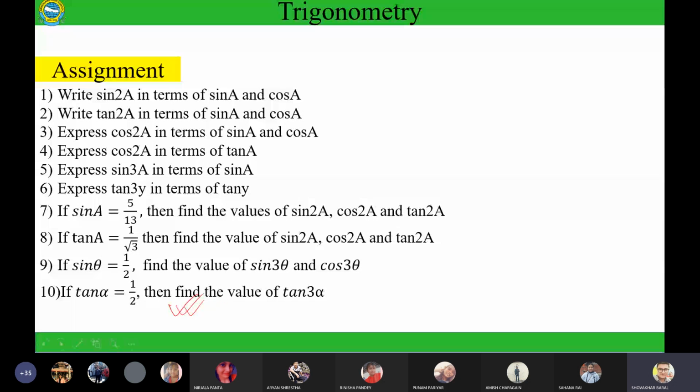Okay. Tomorrow we'll discuss the trigonometric proofs using these trigonometric identity formulas, the multiple angles formula. So please don't miss the class tomorrow also.